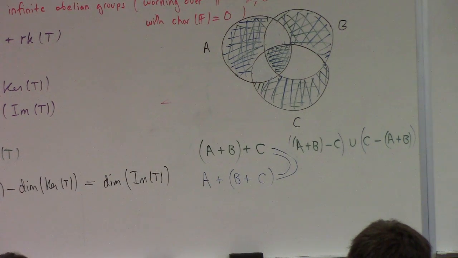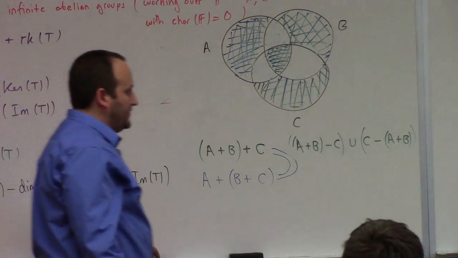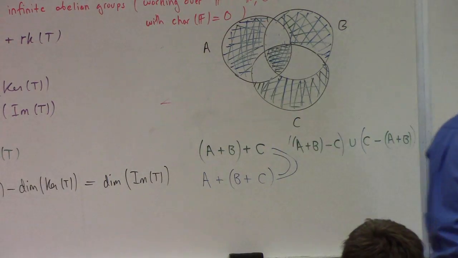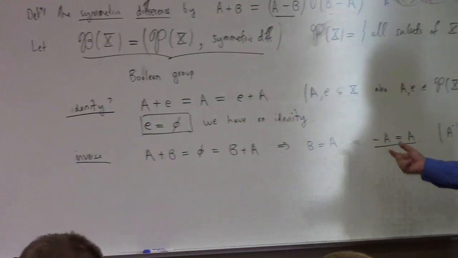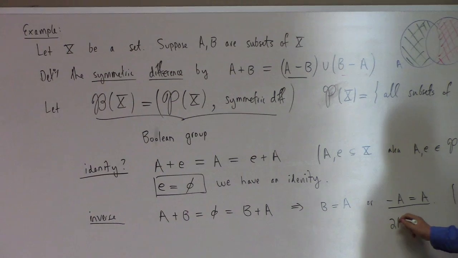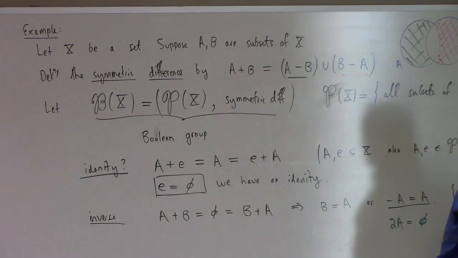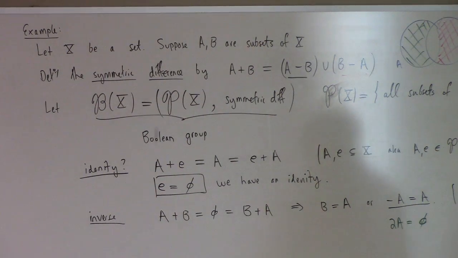Anyway, there are many other examples of groups that we haven't gone over. It's just an example of a Boolean group. You can see every non-zero element, except for the identity, has what? What's its order? What's this say? 2A equals the empty set, right? In other words, every element has order 2, except for the identity.